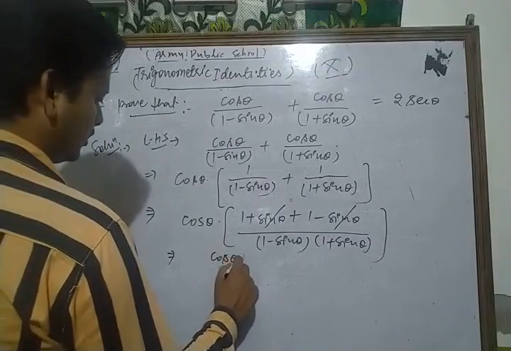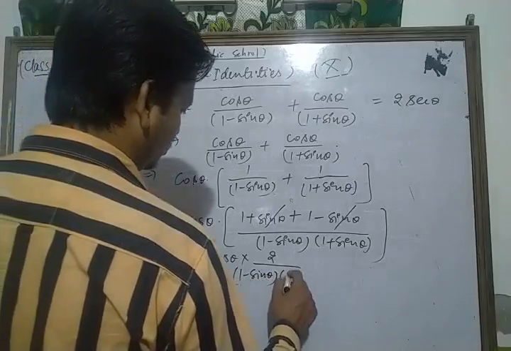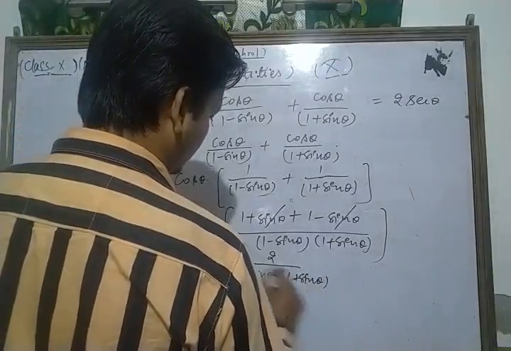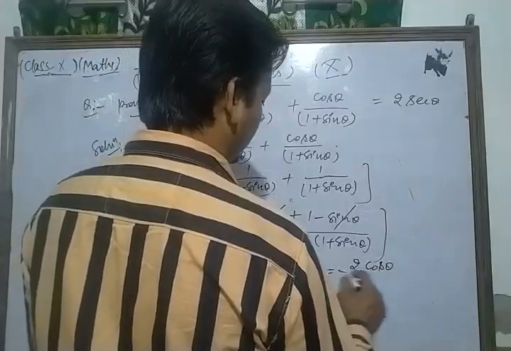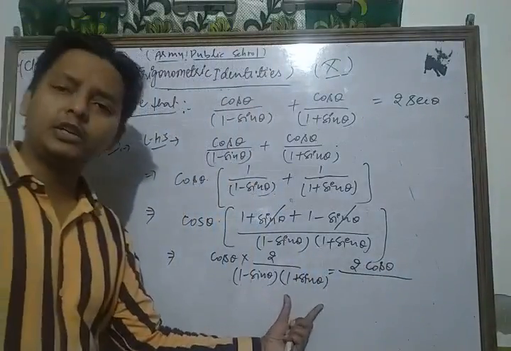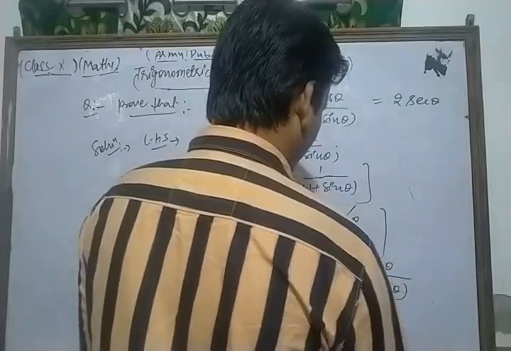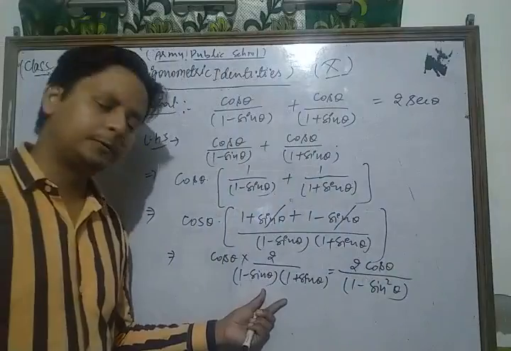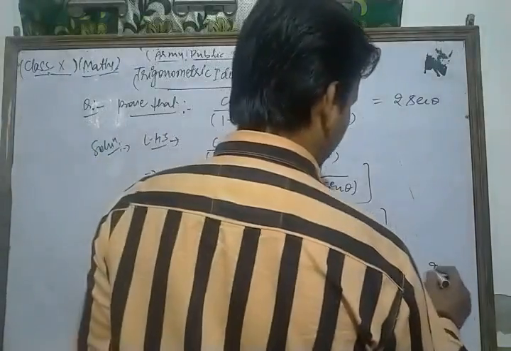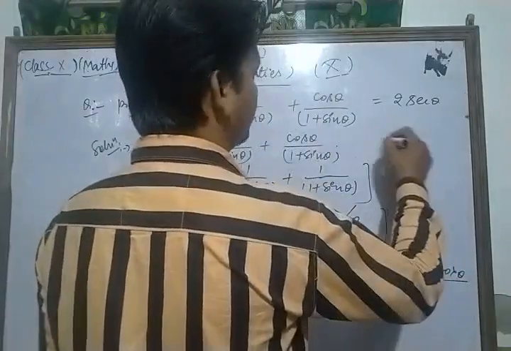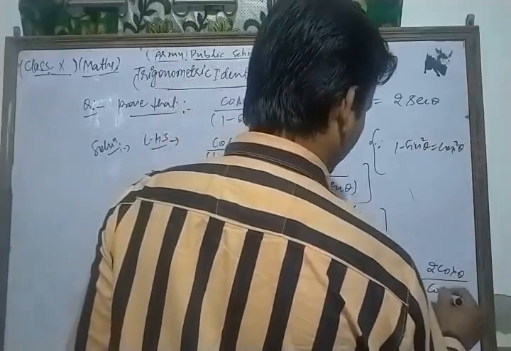So we get cos theta into 2 upon 1 minus sin theta into 1 plus sin theta, that is 2 cos theta upon. Now look, this is in the form of a minus b into a plus b, so we write a square minus b square. A is 1 and b is sin, so we write 1 minus sin square theta. And you know that 1 minus sin square theta is equal to cos square theta, so we write cos square theta.